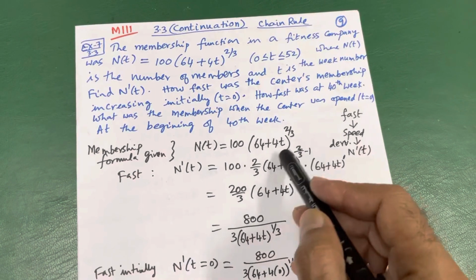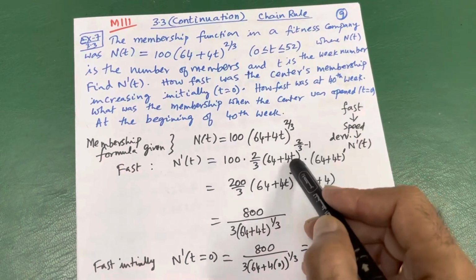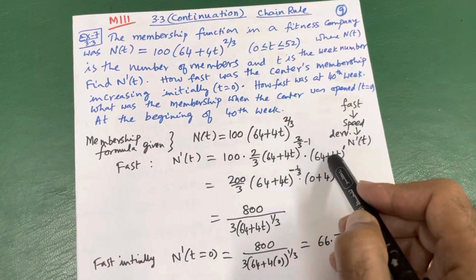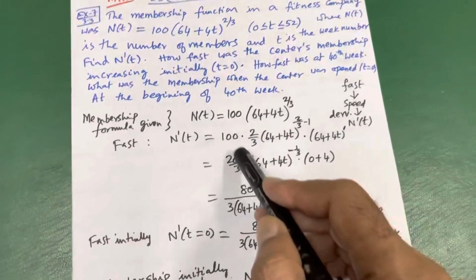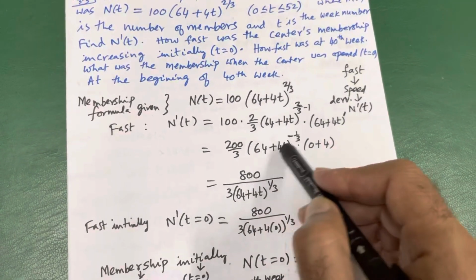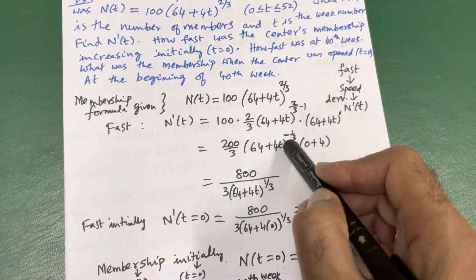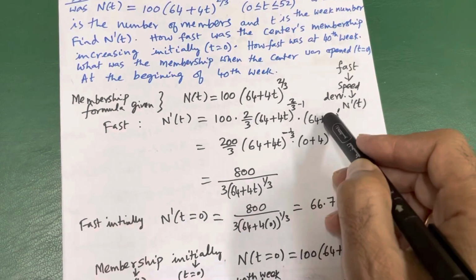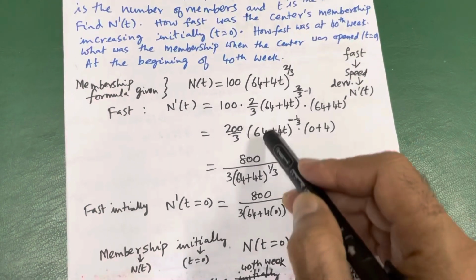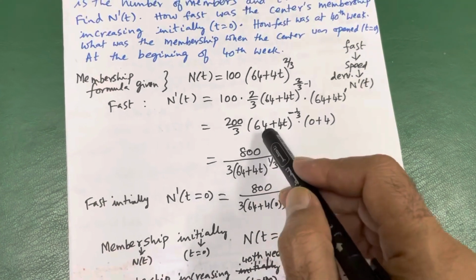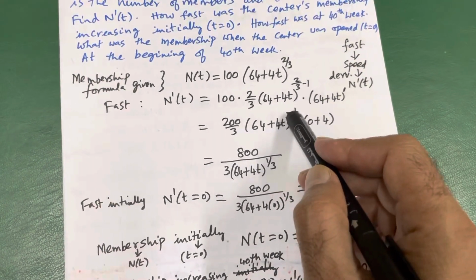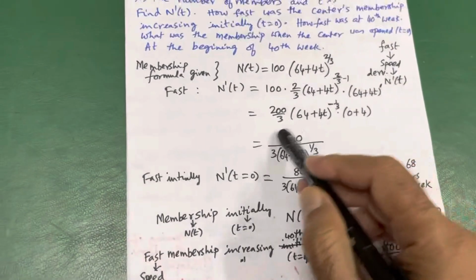U power 2/3, u power 2/3 minus 1, and this u will come again here with its derivative. So 200/3, 64 plus 40, 2/3 minus 1 is minus 1/3. 64 derivative is 0, 40 derivative is 4. Again you multiply 800/3, 64 plus 40, because minus is not allowed, so you make it plus. So this is the derivative.